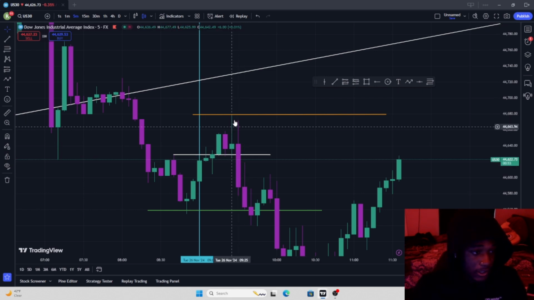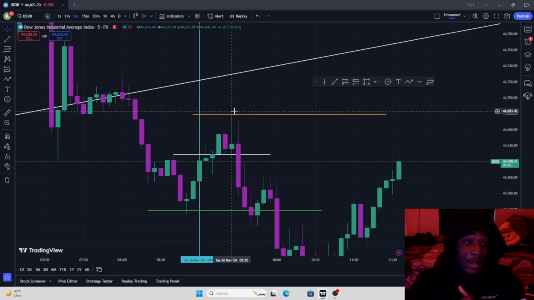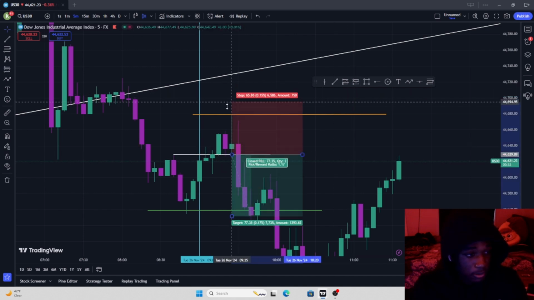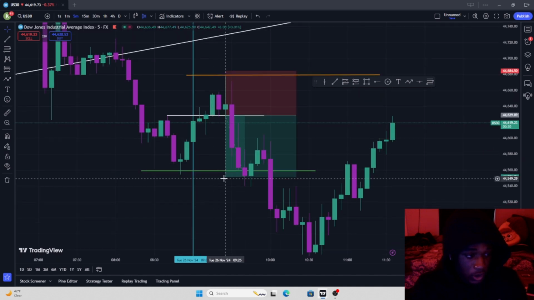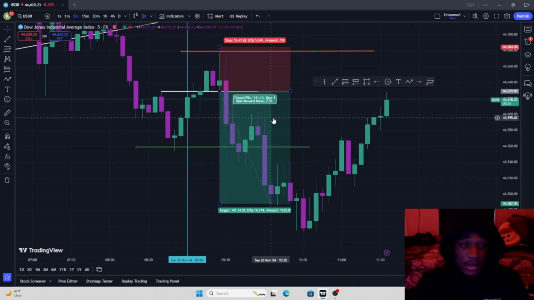So if price was to break out of the resistance zone before 9:30, I would not have entered because we know that the market is trending down. So we're not going to trade up if the market is trending down. You know what I'm saying? So we waited until 9:30. We got that breakout. We entered on our sell position, put our stop above the recent high, and we just targeted a 1 to 2 risk to reward and we cashed. It was that easy, that simple.